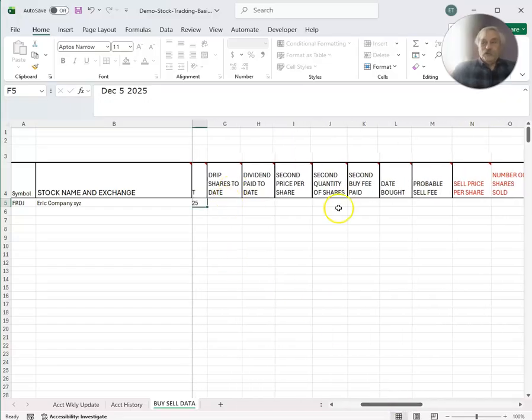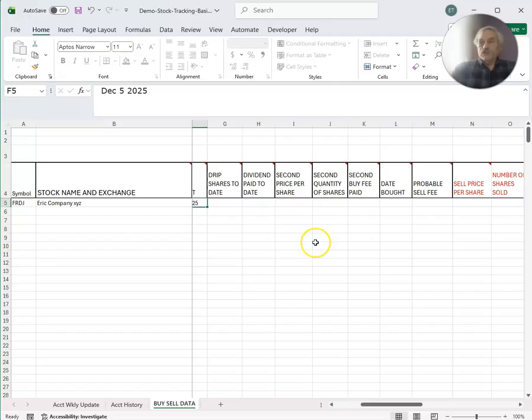If you put in 10 shares, the software will take care of that. Also, it takes the dividend paid to date and incorporates it into your actual share price, because depending on who you're with, I pay no commissions for drips. So if I get 10 extra shares, that actually brings my cost of all my shares down. So there we have that.